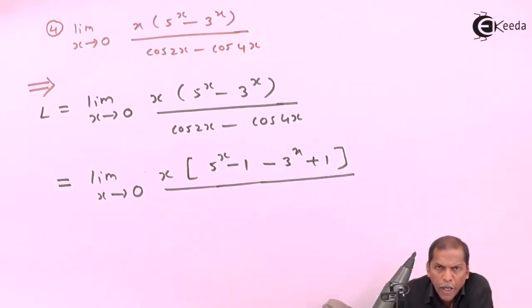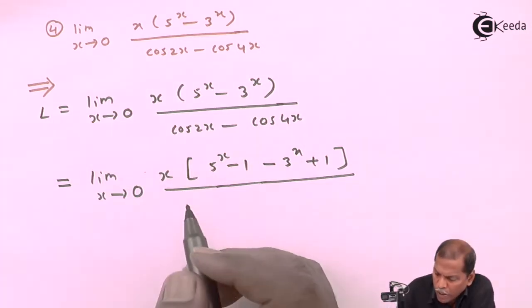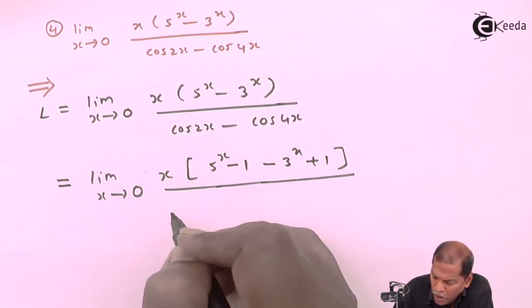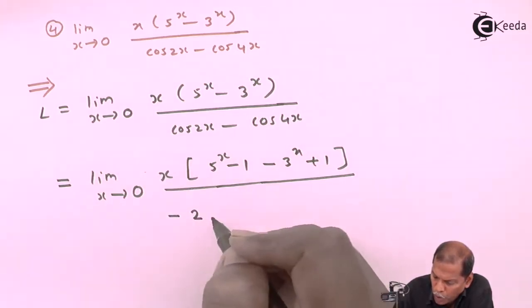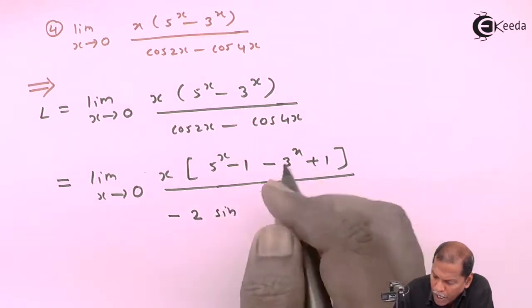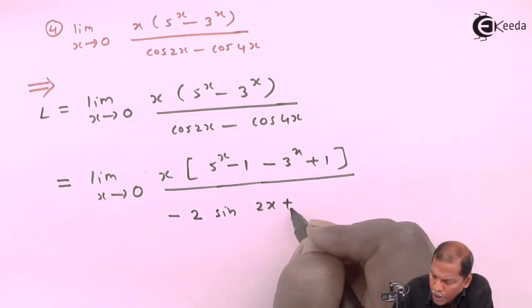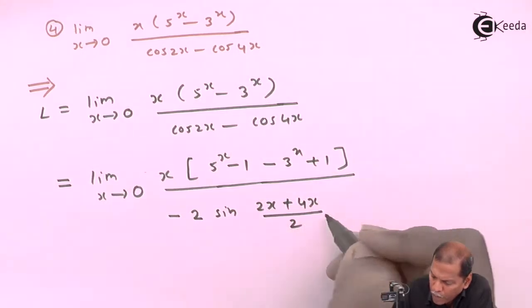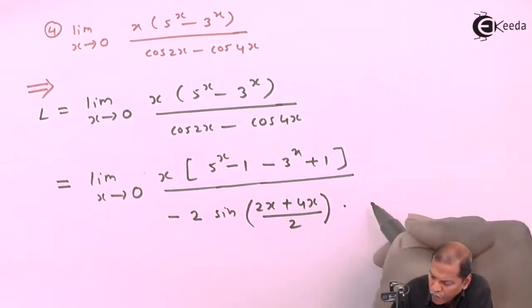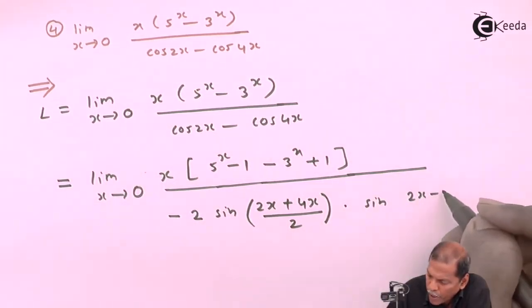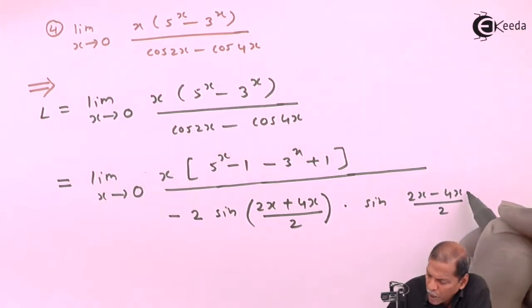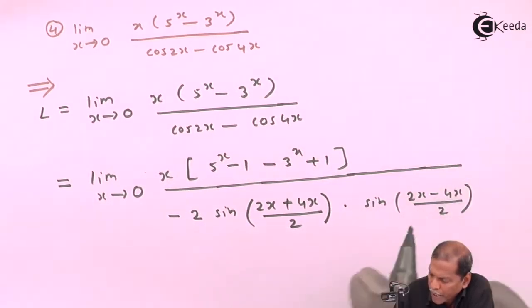In the denominator we apply the trigonometric formula cos C minus cos D, that is the factorization formula. And by using that formula, we have minus 2 in bracket sine of 2x plus 4x upon 2 bracket complete, into sine of 2x minus 4x upon 2 bracket complete.